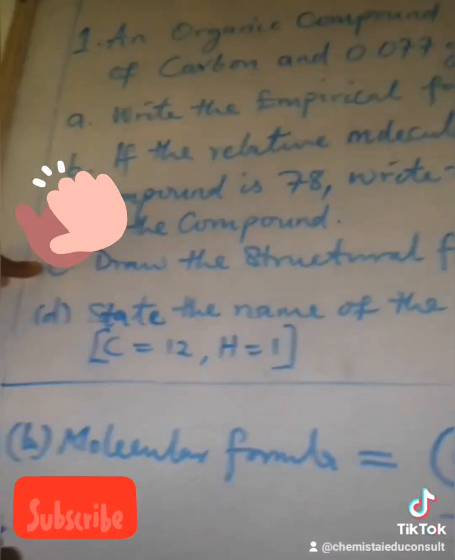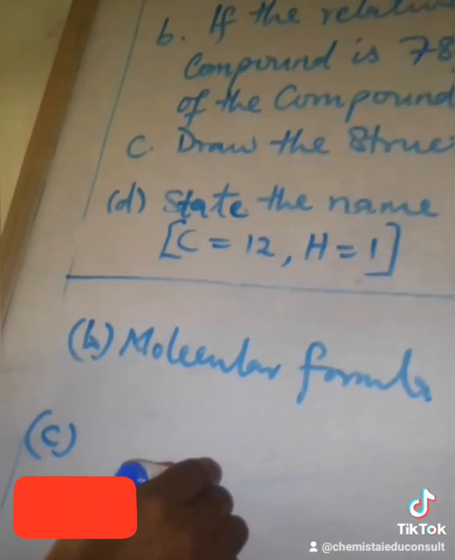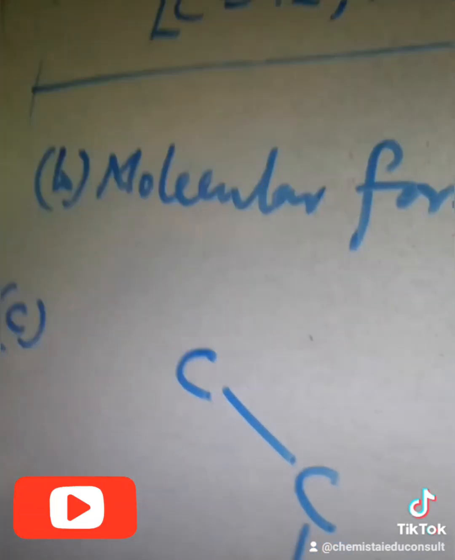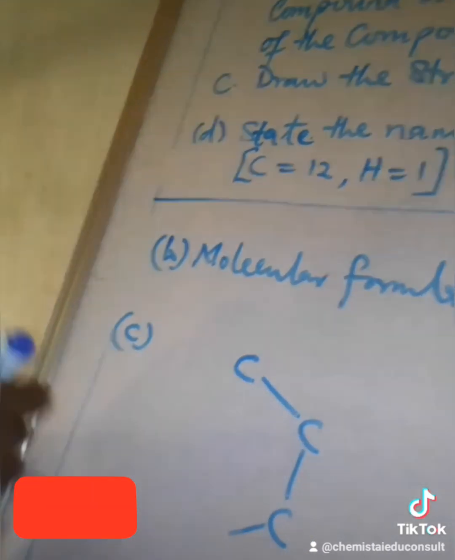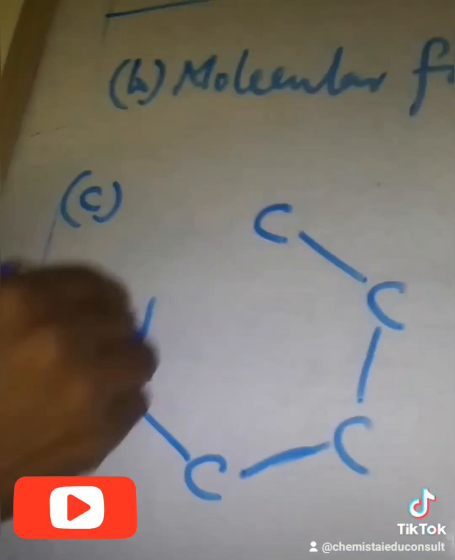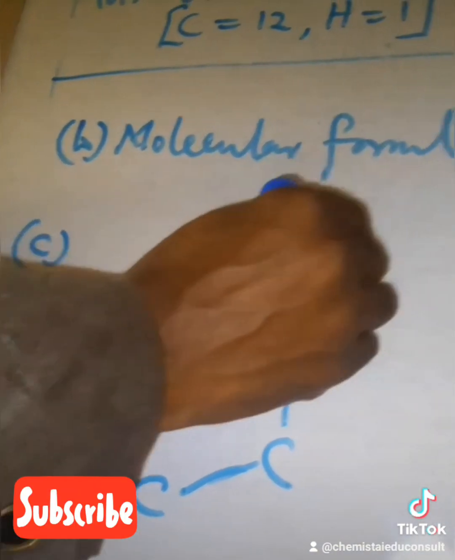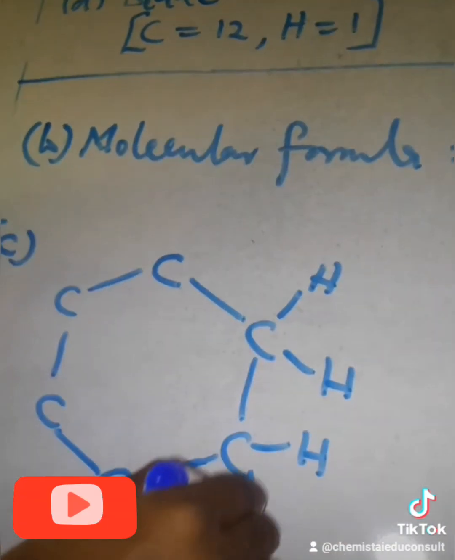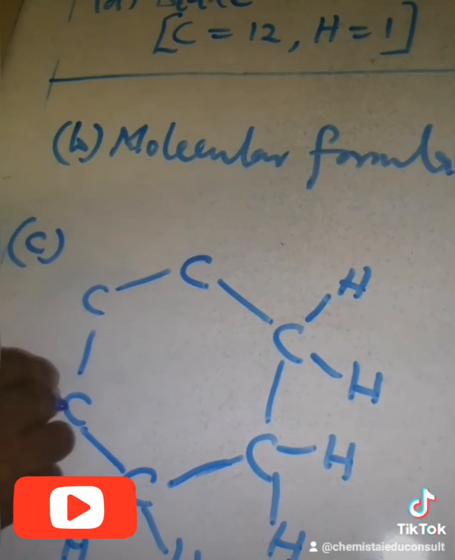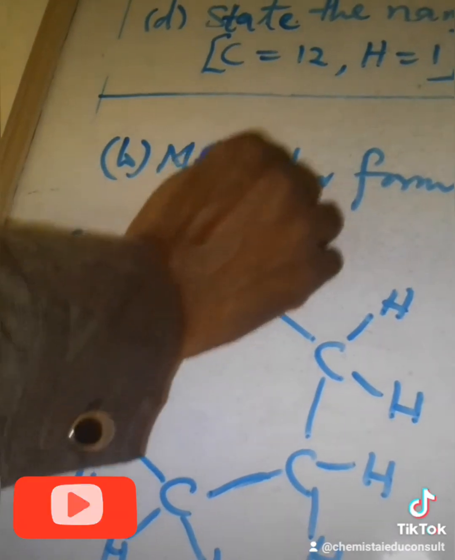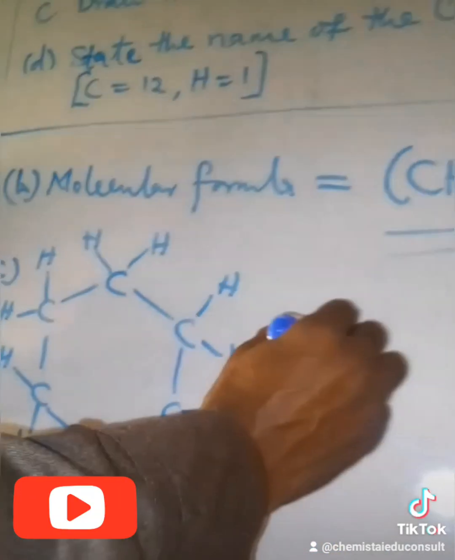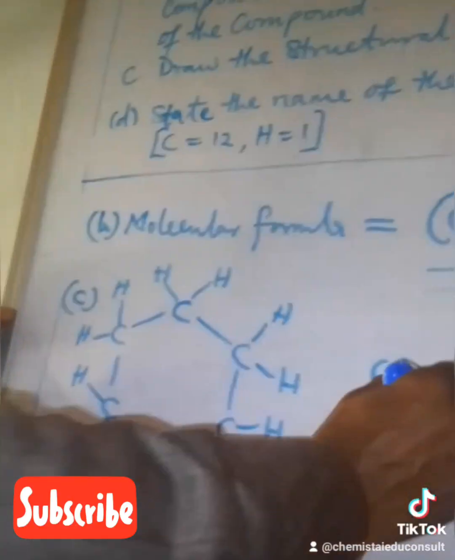The next is C. It says, draw the structural formula of the compound. C6H6. The structural formula is this. This is the structural formula. And you could see clearly that this is benzene.